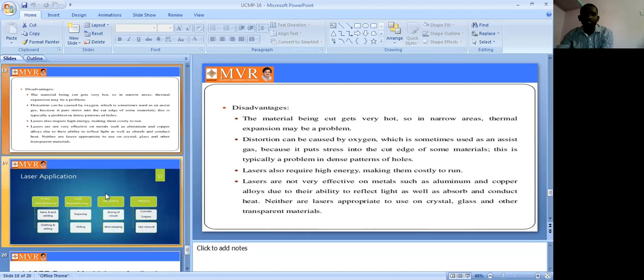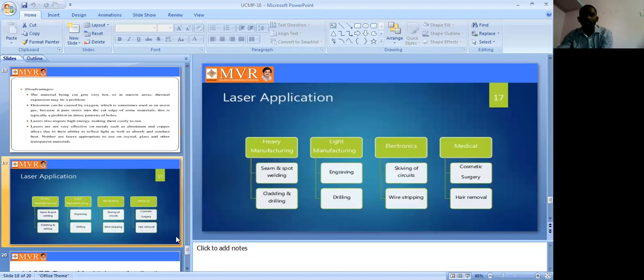Next, we'll see laser applications, which are very important. In heavy manufacturing, we can use it for seam or spot welding, cladding and drilling. So heavy manufacturing industries can use the laser beam machining process. Light manufacturing, such as electronics and medical, can also use the laser beam machining process.